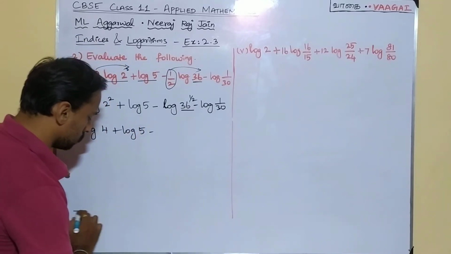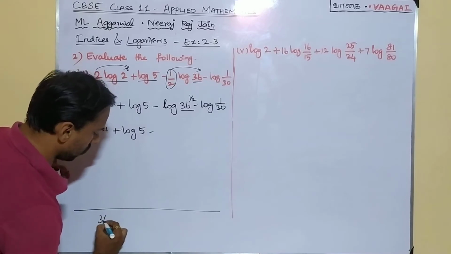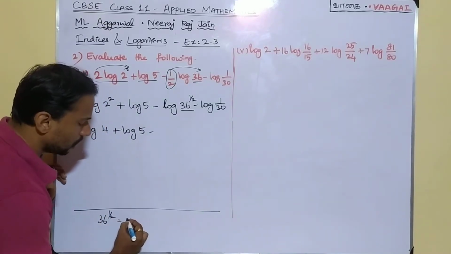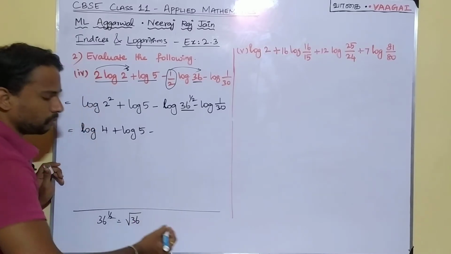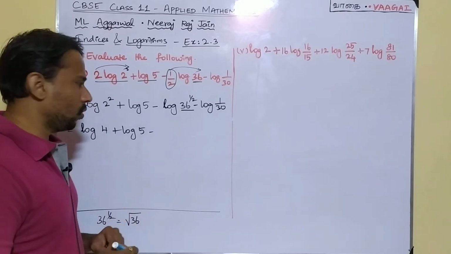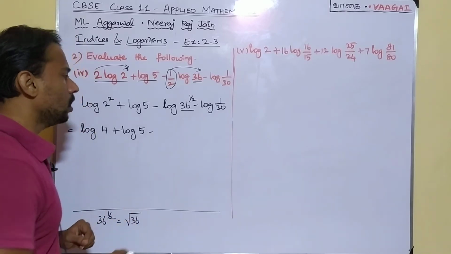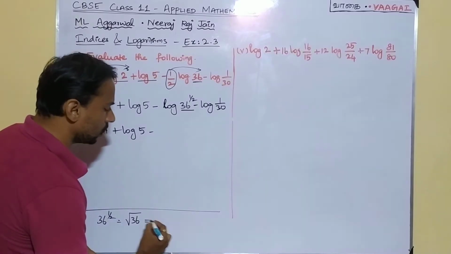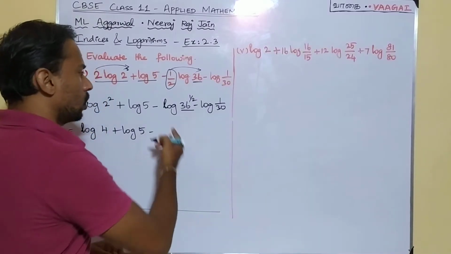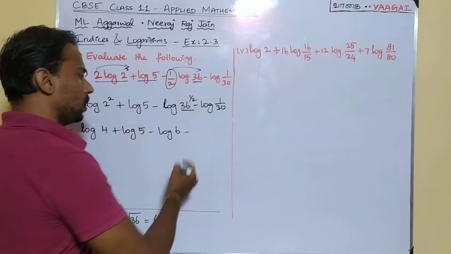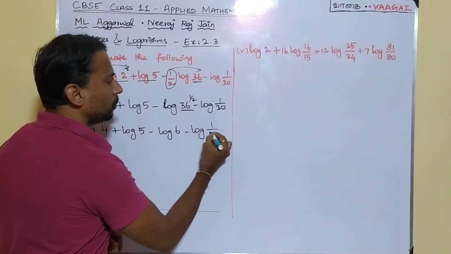Maybe I can use a small step here. 36 power half, this simply means what? It's very simple. It means root of 36. That's it. Square root of 36. So this is what is happening over here. 36 power half is root 36, which is nothing but 6. I can write like this, right? So this becomes log of 6 minus, and this one becomes log of 1 by 30.